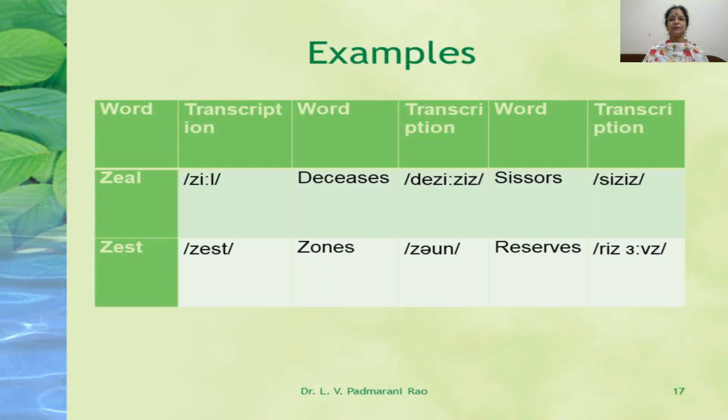Z-O-N-E-S, zones. You can pronounce S, which is in the word final position, as Z, because all the sounds that are used are voiced. Z is voiced, O is voiced, N is voiced, so S automatically becomes Z. Zones. The same logic applies to the next two words also. S-C-I-S-S-O-R-S, scissors. And R-E-S-E-R-V-E-S, reserves. That's right.